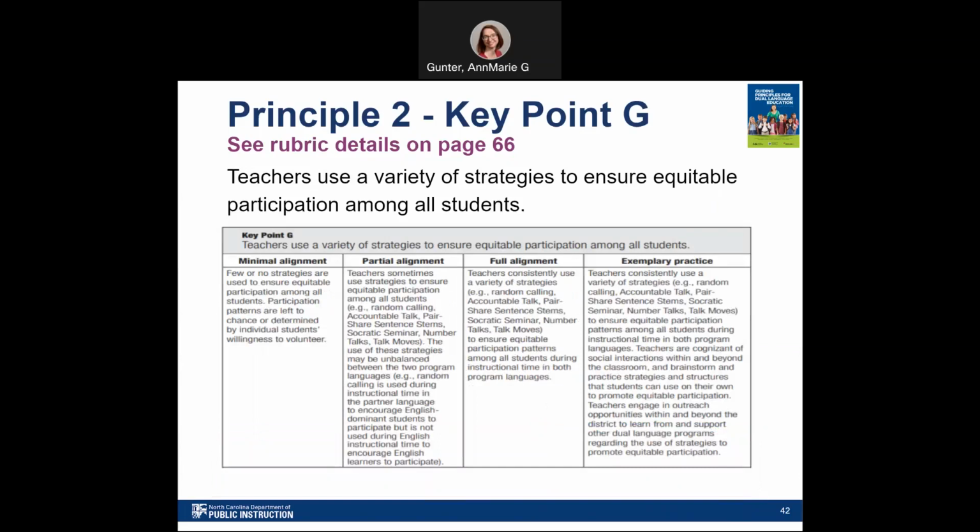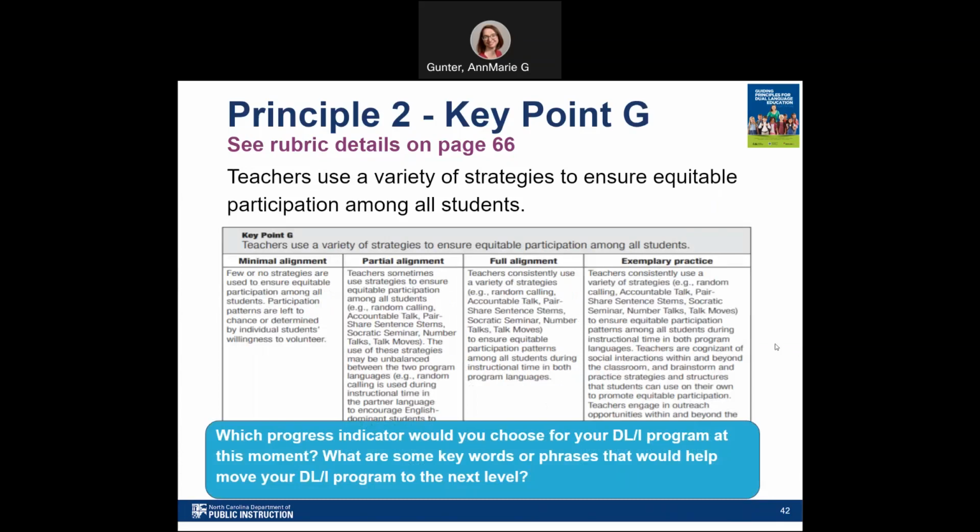Key point G is teachers use a variety of strategies to ensure equitable participation among all students. Consider that for a moment. There are a number of strategies posted here in the different progress indicators that you use probably in different ways. So which progress indicator would you choose for your DLI program at this moment for key point G? And what are some keywords or phrases that would help move your DLI program to the next level?